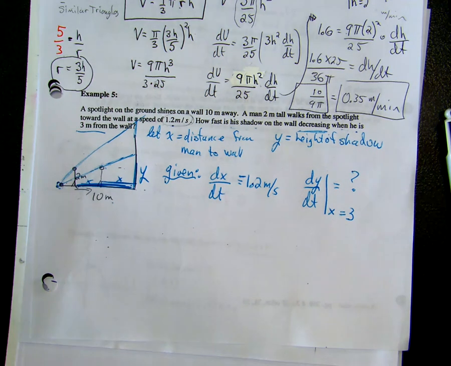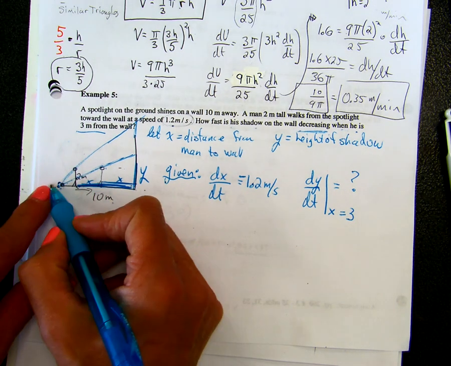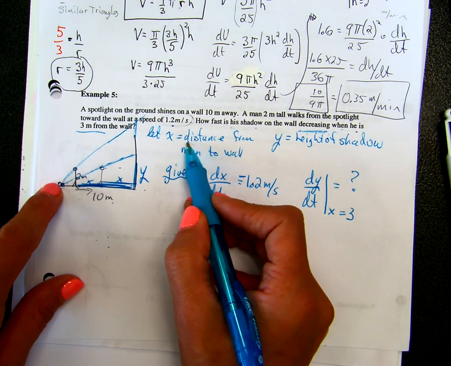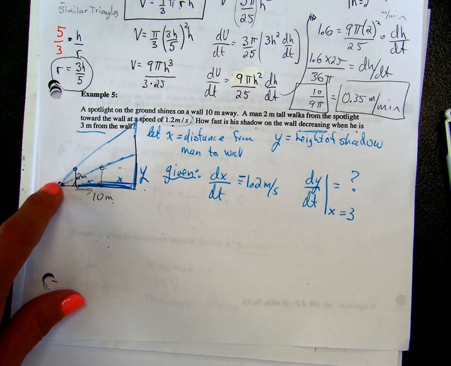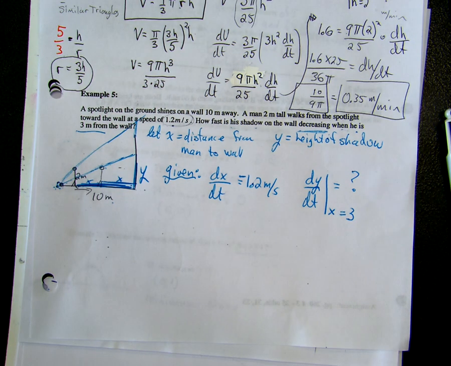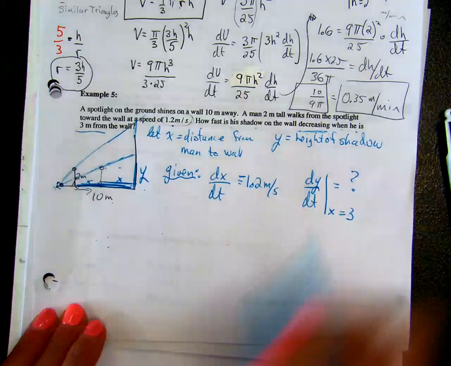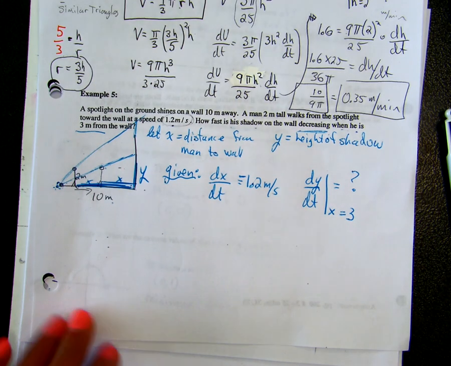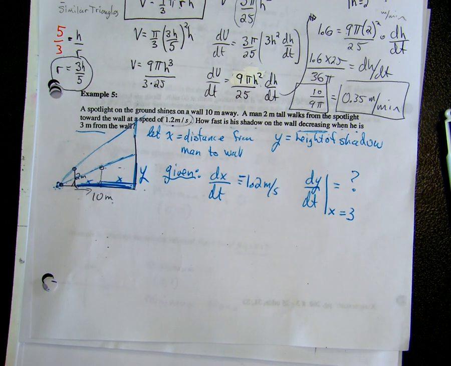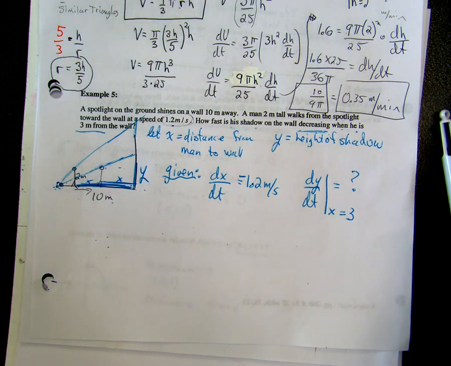If it said when he's 3 meters from the spotlight, then I would have let x equal the distance from the spotlight to the man. Okay, so really define those variables, because you can get yourself very mixed up if you're not clear about which distance you're measuring. Okay, so if I'm trying to find dy/dt, I know dx/dt. Can you see some similar triangles in there to help you find a relationship?